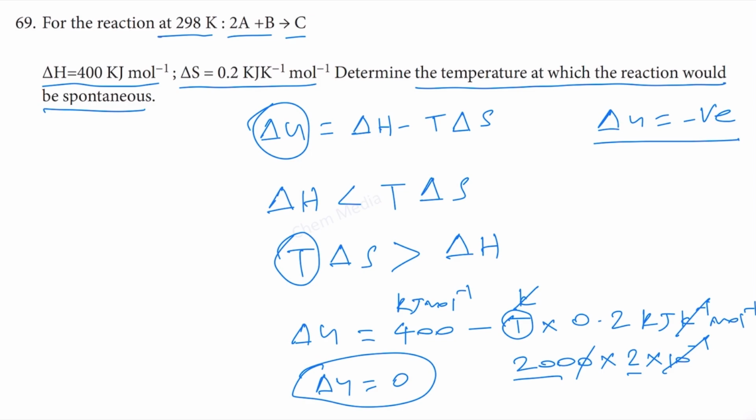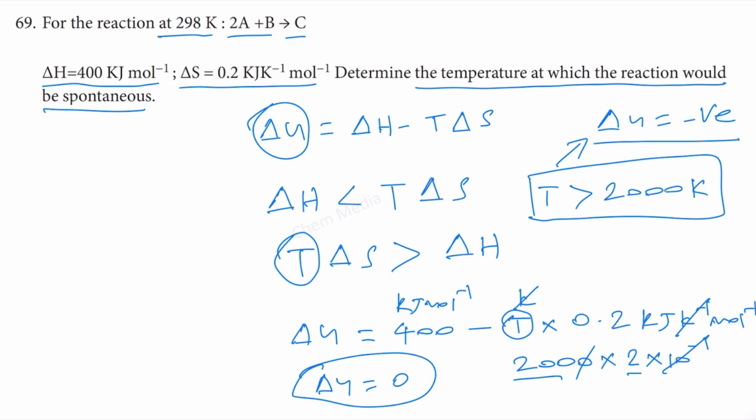So this means the temperature has to be greater than 2000 Kelvin. Only then does delta G become negative. Therefore the correct answer is that the temperature has to be greater than 2000 Kelvin.